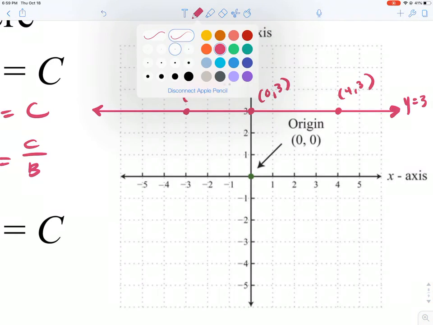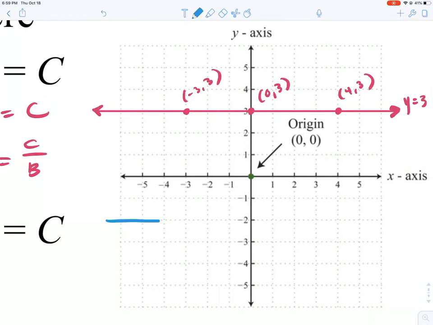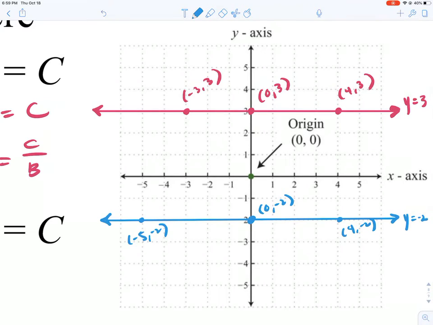Okay, I'll give you another example. Okay, so let's look at points here. So we have (0, -2), (4, -2), and (-5, -2). So every point that lies on this horizontal line has a y value of -2. So the equation is y equals -2.